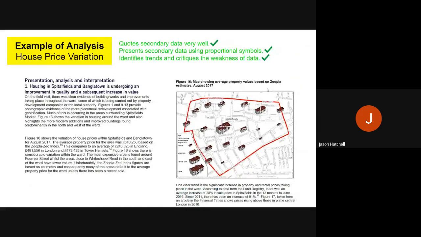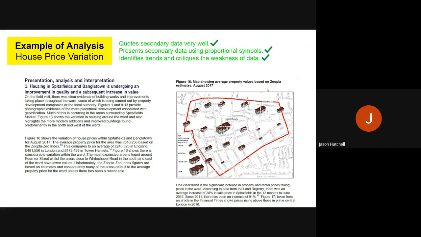So next, we're going to go through just some brief examples of extracts taken from previous year's NEAs. This one is an example of essentially looking at house price data in relation to gentrification. So this student here is looking at Spitalfields and Bangortown in London, and they're looking at the improvement in house quality and house price.